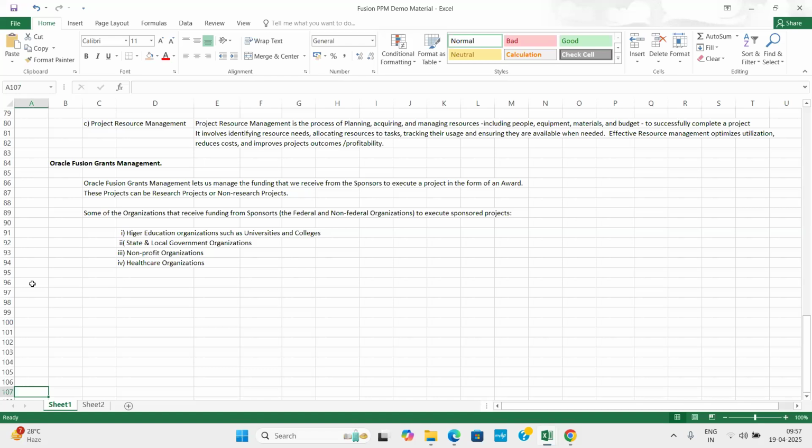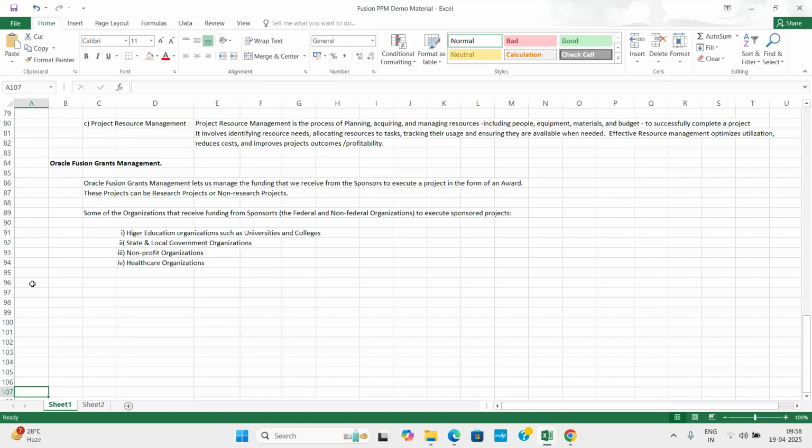We'll create a project for that. The funding source will be the government or any other party. So you raise invoices on them, and they pay the money against your invoice. Then you will spend the money accordingly, with project costing. Some of the organizations that receive grants like this are higher education organizations such as universities and colleges, state and local government organizations, non-profit organizations, and healthcare organizations. These also work with grants management.